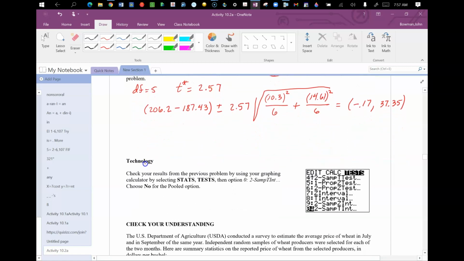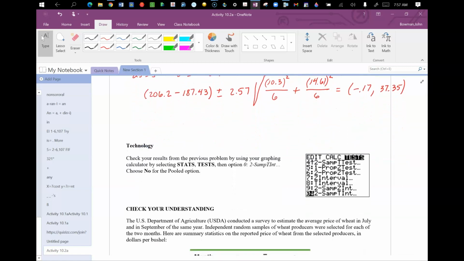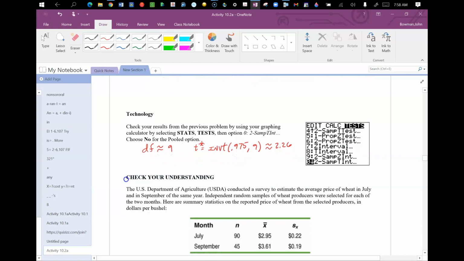Now we're going to do the same thing using our calculator, and you will see with the calculator that the degrees of freedom will turn out to be approximately 9, and so what that turns out is that the critical value, which we can find by taking inverse t of 0.975 comma 9, is approximately 2.26. So you'll see that's a more accurate but a less conservative approach. I'm going to show you the calculator in just a minute.